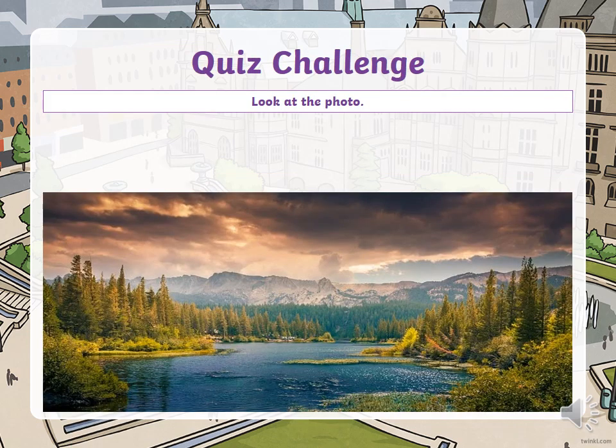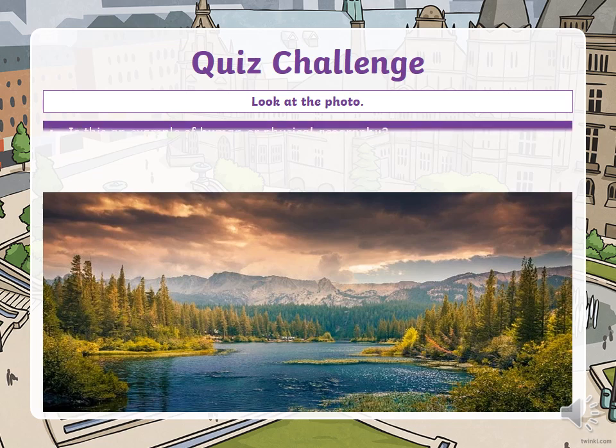I think it was physical geography, yeah, because you could see the mountains and the river and the forest. It doesn't look like there's lots of things that are man-made there. Let's have a look at the next one.